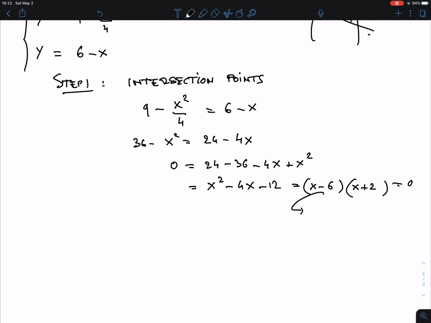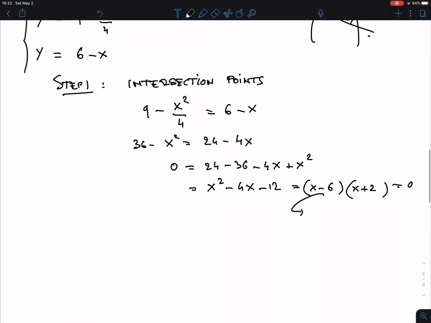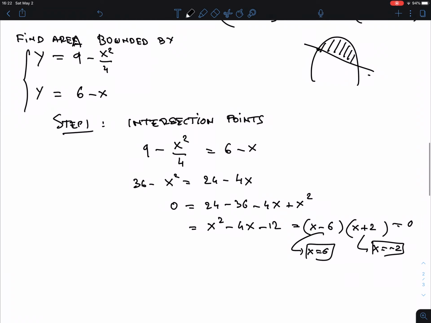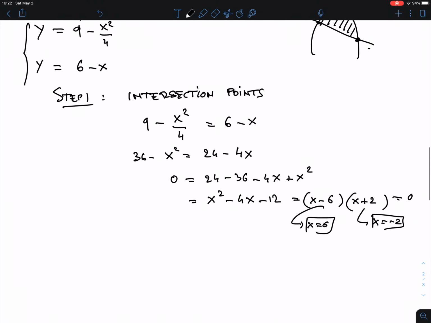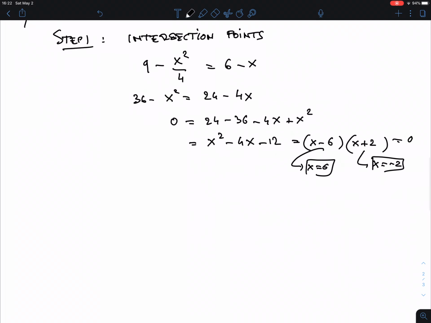Each of these terms might be equal to 0, so x minus 6 equal to 0 means that x is 6, and the other one is x is negative 2. So we get two intersection points, and this is as the picture shows. Now sometimes of course you could have more intersection points, and then we are exactly in the situation where we have several intersections here. You see, this can happen too. Okay, we will do an example later. So that we have the intersection points.